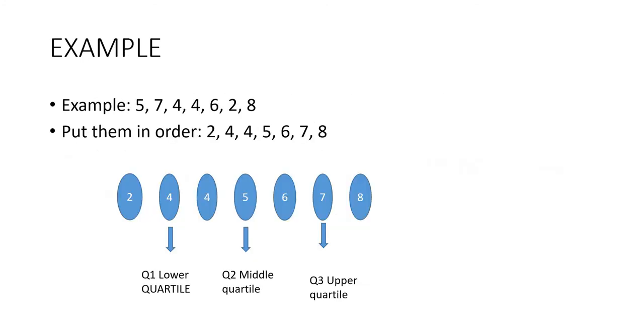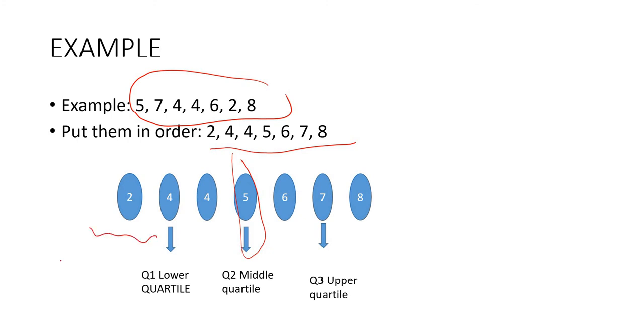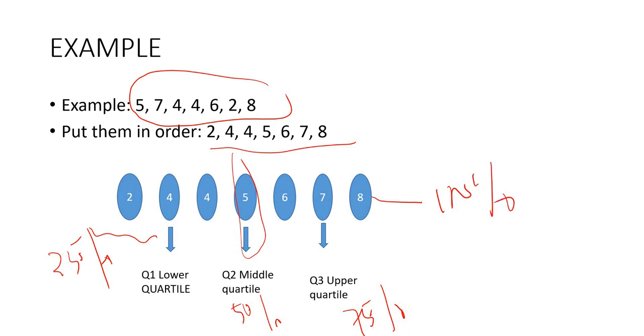This is a simple example, and from this you can easily understand. These are your data points, and we have arranged them in ascending order. The middle, the median, is 5. Now the first cut, Q1, should be 4, because we need to divide. This should be 25 percentage, here it will come 50 percentage, here it will come 75 percentage, and at the end, it would be 100 percentage. Like that: 25, 50, 75, 100.